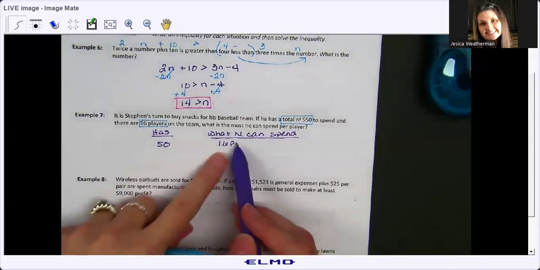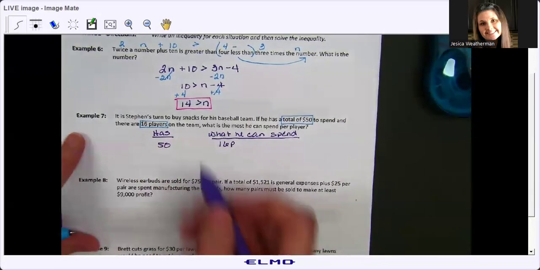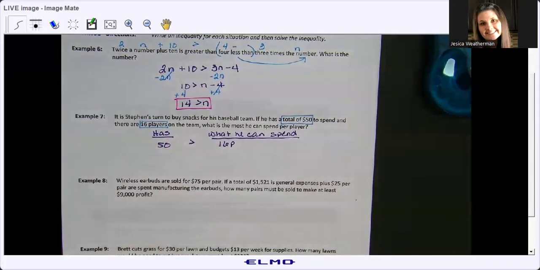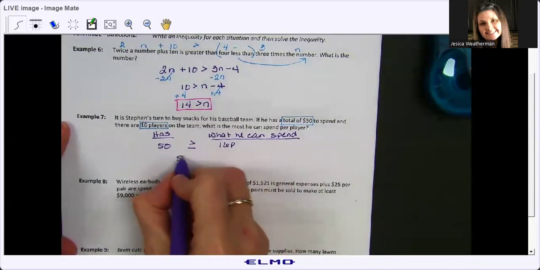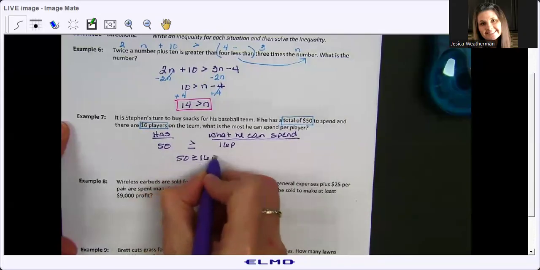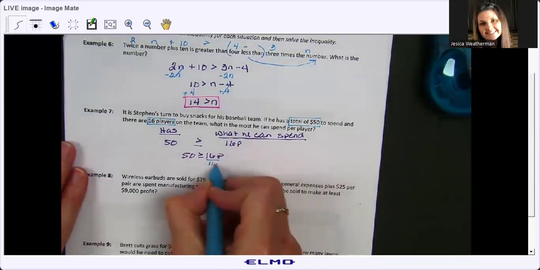Okay, so let's look at what he can spend. Can he spend more than 50? No, he has to spend less than 50. Can he spend exactly 50? Yes, he has 50, so he can spend it. So that is our inequality right there: 50 is less than or equal to 16p. That's kind of how we break apart a problem. Then we have to divide both sides by 16, and we're going to use our calculator because I don't think that anything times 16 actually equals 50.